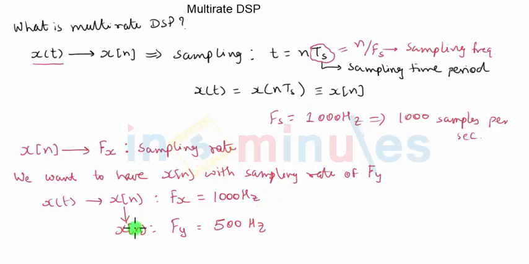Or it may also happen that in another application I want same x of n, this time with sampling rate of 2000 hertz. So that means original x of n has 1000 samples per second, but I want to increase it to 2000 samples per second. So let us now see how this can be done, how I can have the same x of n with reduced number of samples per second or increased number of samples per second.